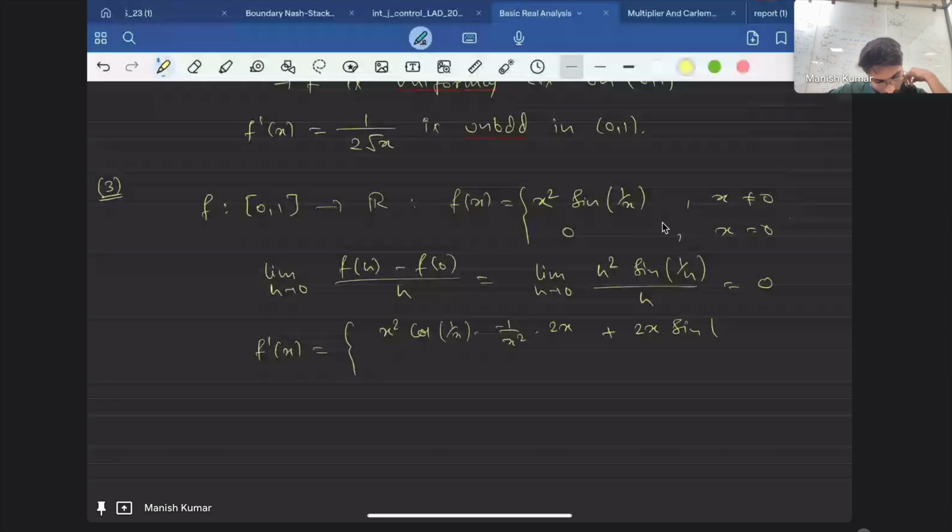Why is there 2x, sir? F dash x, sir. X square cos 1 by x into minus 1 by x square, then where... Oh, it is okay. Sorry. Yeah. Then you are getting this, right? Now this is not continuous, right? Yes, sir. So the question was about this f prime. These are bounded, sir. Yeah, that's what I was thinking, but this is bounded. Let me write that f prime is not continuous first of all, but the derivative is bounded.